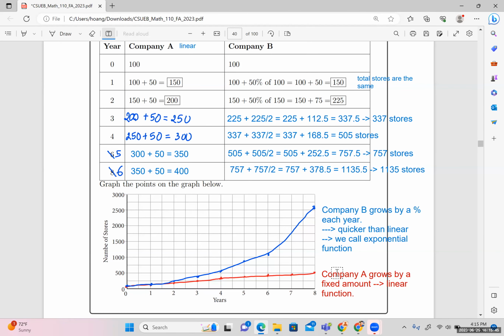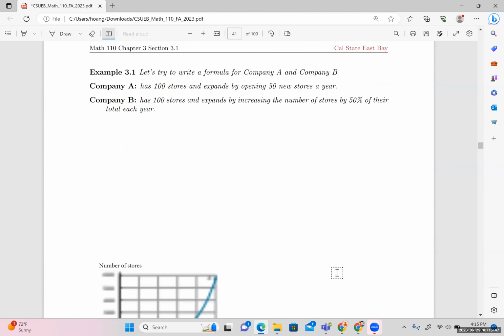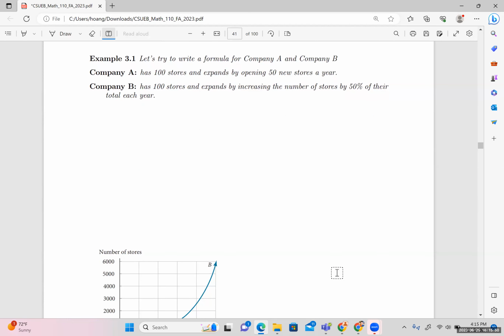Let's try another one. So we want to try to write a formula for company A. Okay. Company A has 100 stores and expands by opening 50 new stores a year. Company B has 100 stores and expands by increasing the number of stores by 50% of their total each year. So let's try to write the formula for company A first, right?